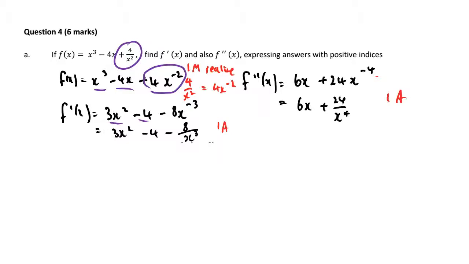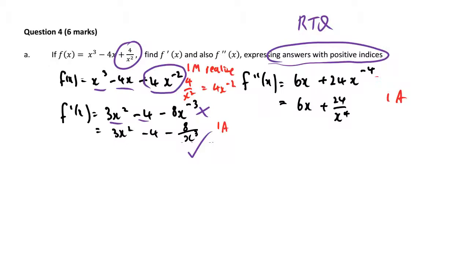And then we do a very rare thing in an exam. We RTQ. And what does RTQ mean? It means read the question, because the question said we had to express with positive indices. Well, if we have to express with positive indices, that makes that answer wrong. So we're meant to write the answer with positive indices, as you can see.